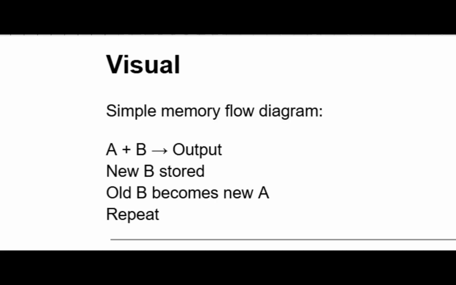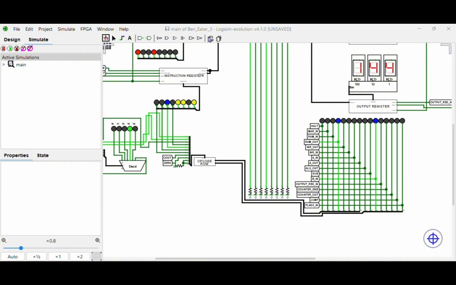So this program demonstrates more extensive use of load, add, store, output, and conditional jump instructions coordinated through the same sequencer and control room. So here is a simple memory flow diagram of the Fibonacci program. So in summary, the ring counter provides instruction timing, the control rooms generate micro-operations, and these control signals make both the infinite counter and Fibonacci generator possible.